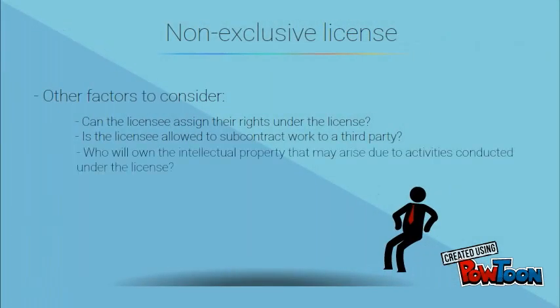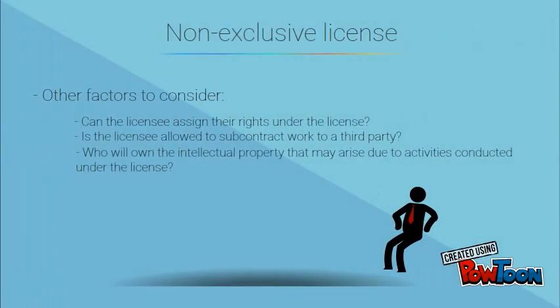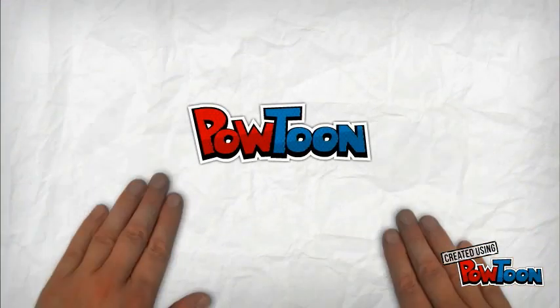Who will own any intellectual property that may arise from activities conducted under the license? This may be improvements on or new applications for inventions covered by the license and new inventions that may be developed over time. Additionally, the patentee may wish to impose a reporting and record-keeping requirement upon the licensee, as well as certain confidentiality obligations.